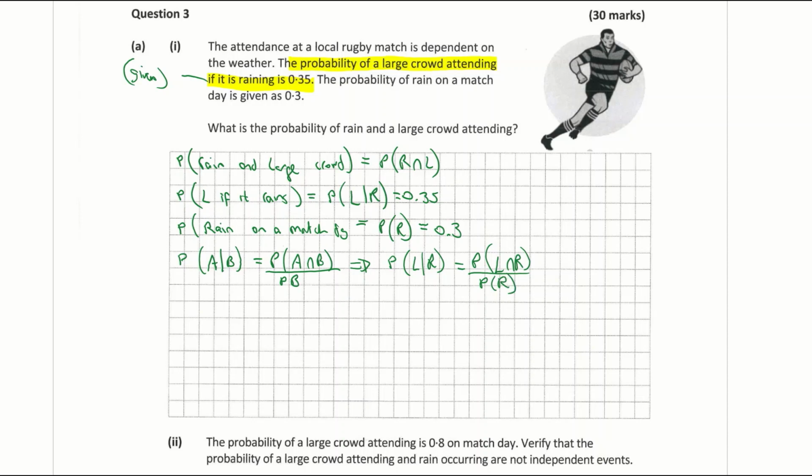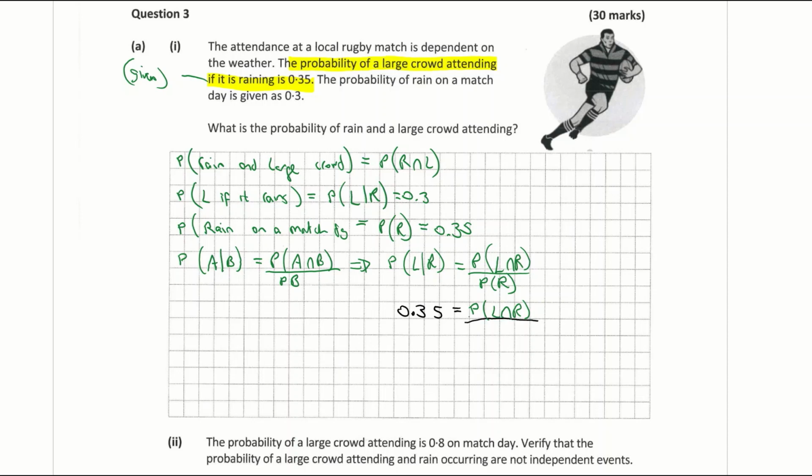So what do we know? We know the probability of large crowd given rain is 0.35 from up here, so I'm going to fill that in first of all. That's giving me 0.35 is equal to the probability of large crowd intersecting with rain. Well, that's basically what we want: the probability of rain and a large crowd. So that's the unknown. So I'm trying to find the probability of large crowd intersecting with rain, and that is all over the probability of rain.